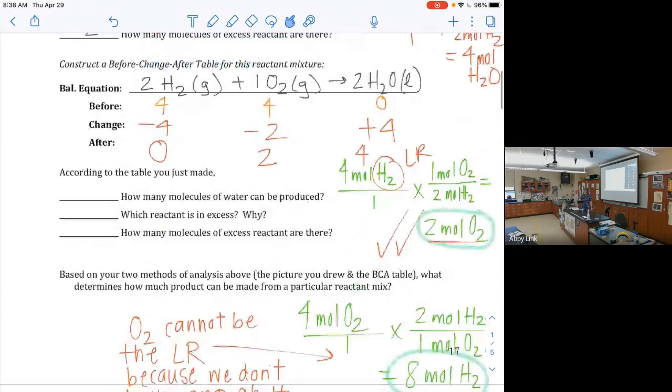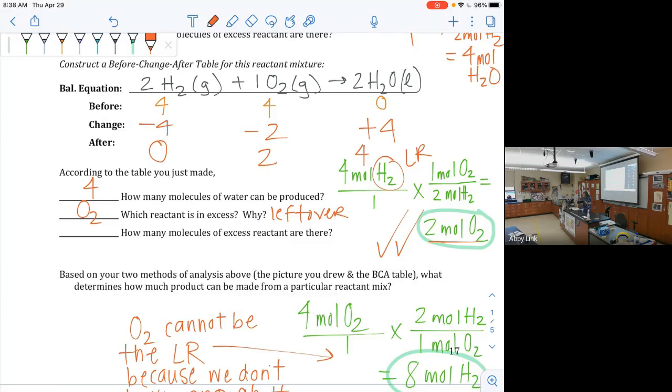All right, let's answer these questions again. This should be pretty straightforward. How many molecules of water can be produced? So we're going to see our 4 molecules of water. Which reactant is in excess? Again, we've got the O2. And why? Because we have some left over. How many molecules of excess reactant are there? Our answer is right in our table. It's 2 molecules left over.